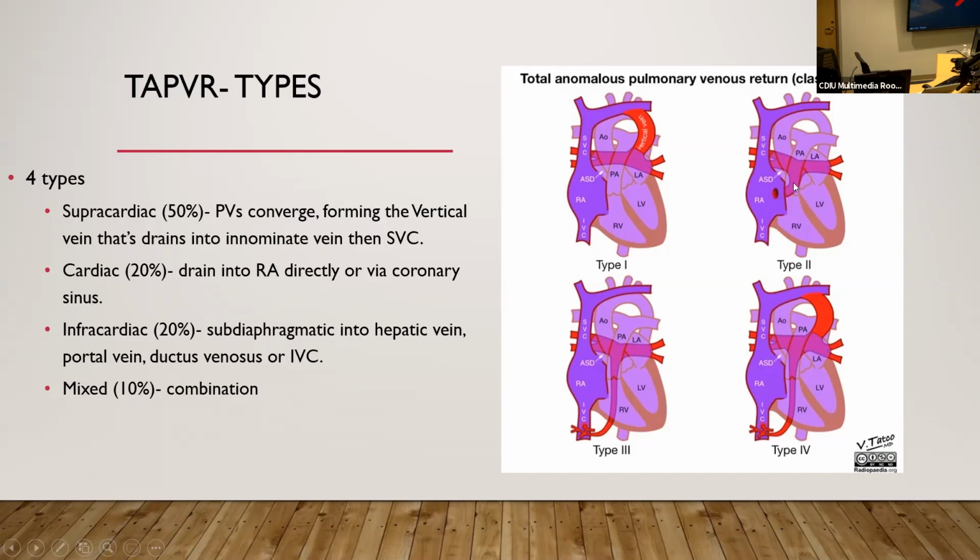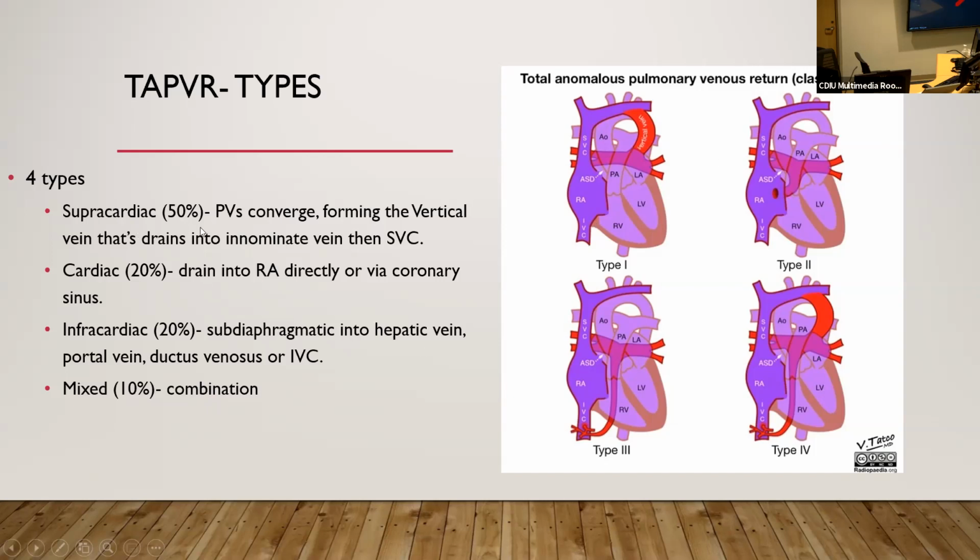And then type 2 is at the cardiac level. So that's supracardiac. And at the cardiac level, those veins converge and then actually drain into the right atrium itself or into the coronary sinus. And then infracardiac, they converge to form a vein that descends below the diaphragm, into either the IVC, hepatic vein, portal vein, ductus venosus, or the IVC itself. And then you have the mixed type, which could be a combination of any of the 3 types.